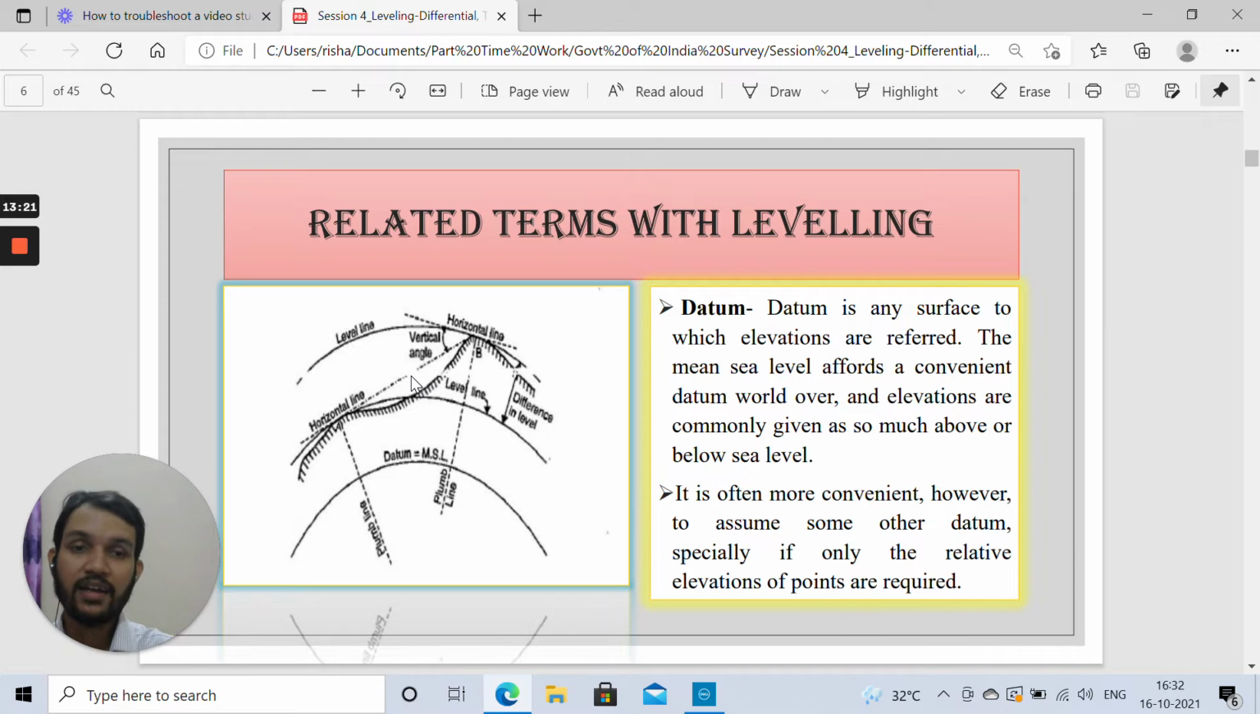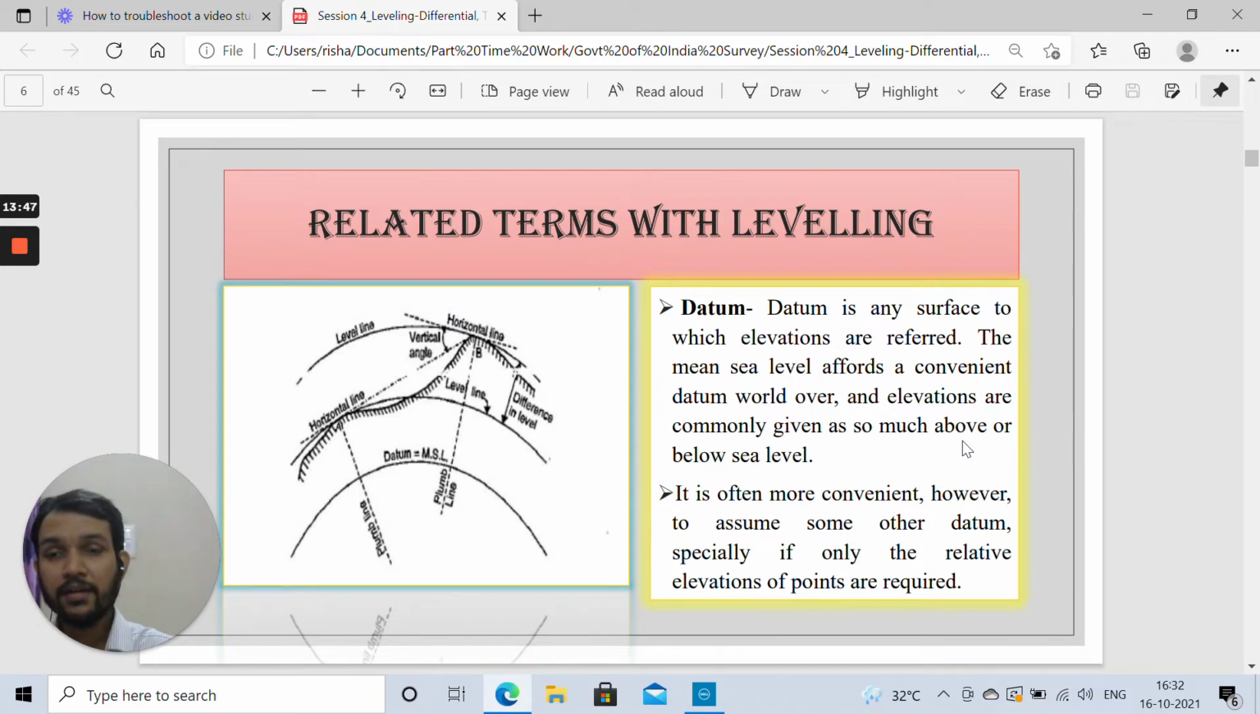Okay, it has also been written that the mean sea level affords a convenient datum the world over. All over the world, the mean sea level is generally considered as a convenient datum point, and all the elevations are commonly given as so much above or below the sea level. So sea level is considered as the benchmark whose RL, reduced level, is 0, and with reference to that point all the elevations on the earth's surface are generally given.